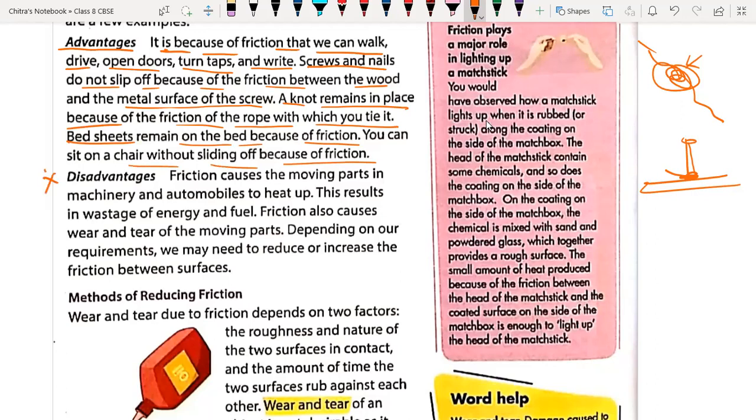Now we are going to discuss the disadvantages of friction. Friction causes the moving parts in machinery and automobiles to heat up. Generally, due to continuous running of the parts of the machine, they heat up due to friction. They reduce in their size.